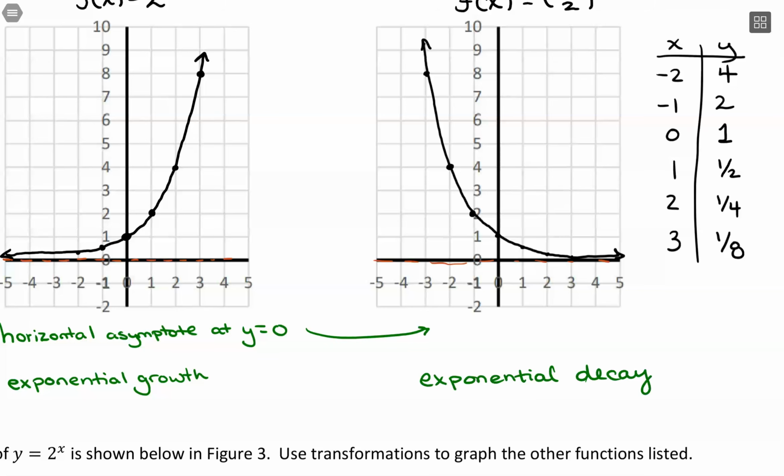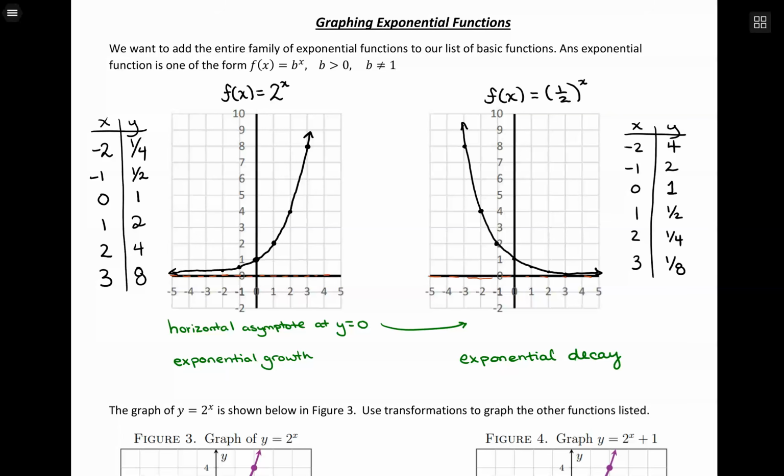So exponential growth versus decay comes from our value for b. It'll be exponential growth when that value for b is more than 1, and it will be exponential decay when it's a fraction between 0 and 1.